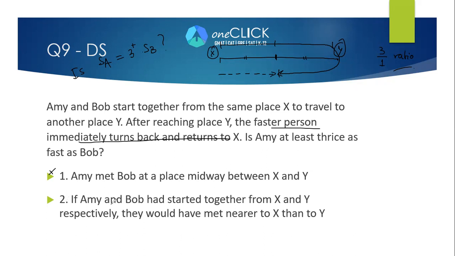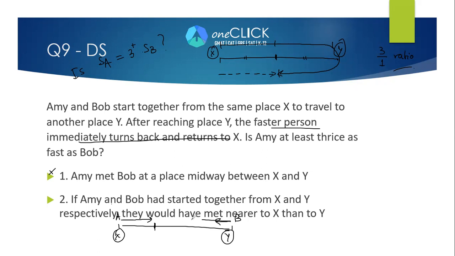Now 2 says if A and B started from X and Y respectively. So now this time they start from the opposite ends, X and Y. A is going, B is going, respectively they have mentioned. So we know who is from which end. They would meet nearer to X. So that means they meet here.